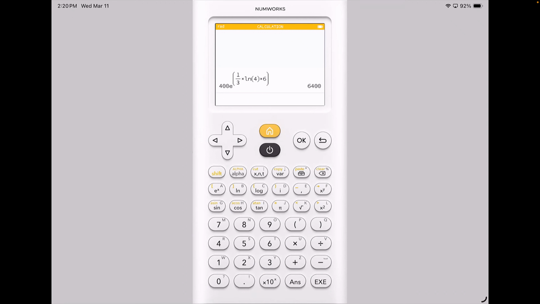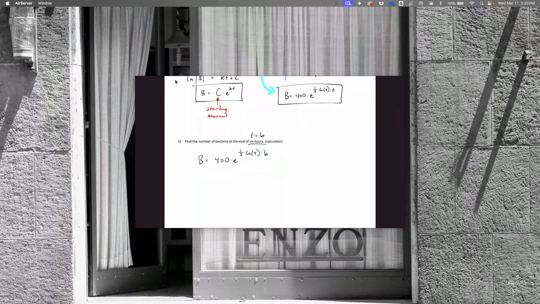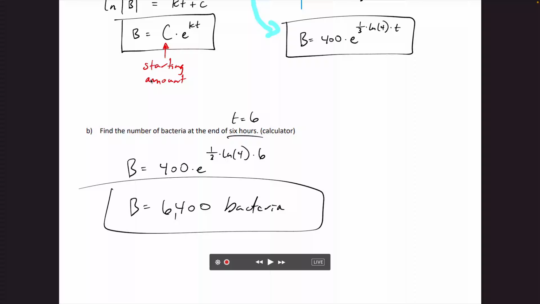If you get a decimal, they'll tell you how to round it, but it's not a decimal, you can see. So we're good, 6,400. So the number of bacteria after 6 hours, 6,400. Okay. So once you create the model, answering the questions is a lot easier. The hardest part, or I don't want to say hardest, the most complex part of it is finding the model.